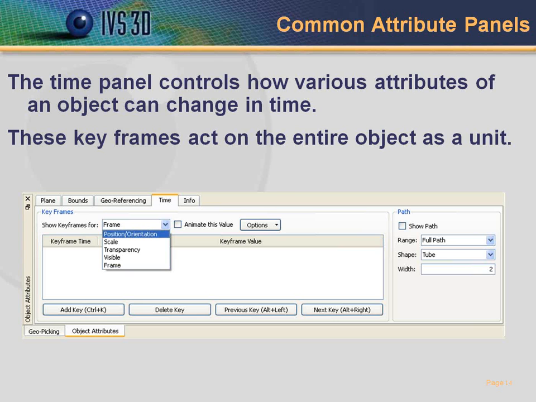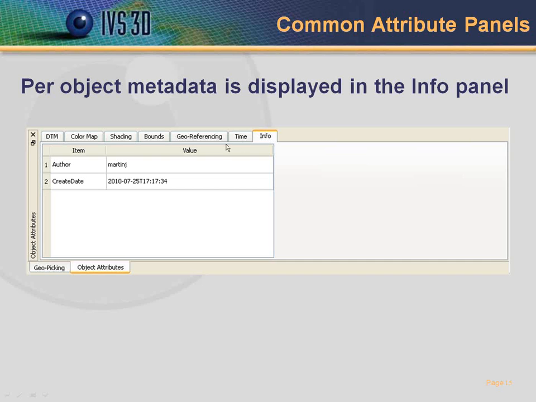And really the last panel that's shared among pretty much every object is the info panel, and it's really per object metadata that's often created as part of the creation process. In this case, the author was Martin Jacobson, created on that particular date, and this was created in the other tools. We don't put too much information in this yet, but it's growing. There'll be more going in the per object metadata as time progresses.